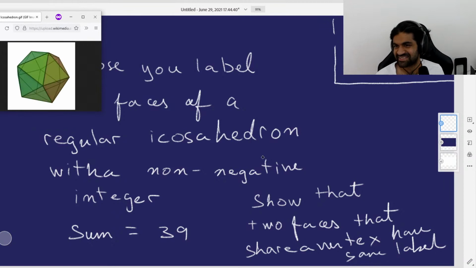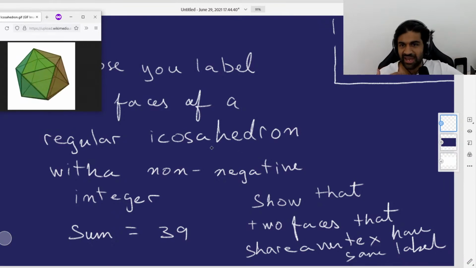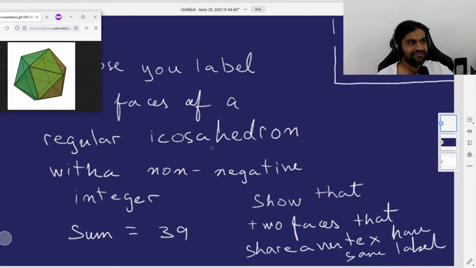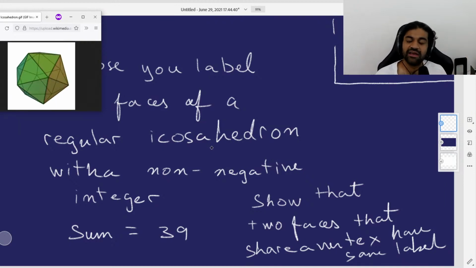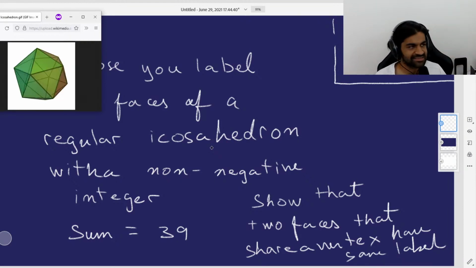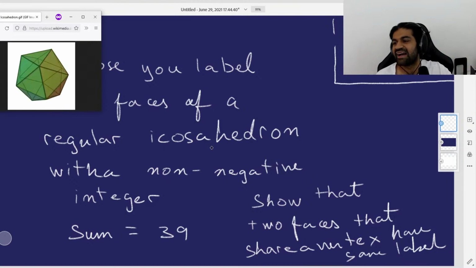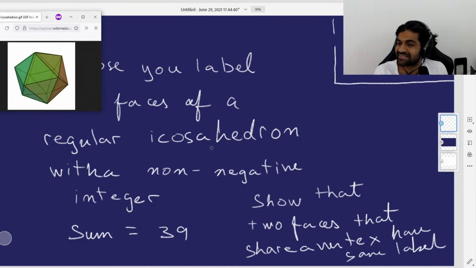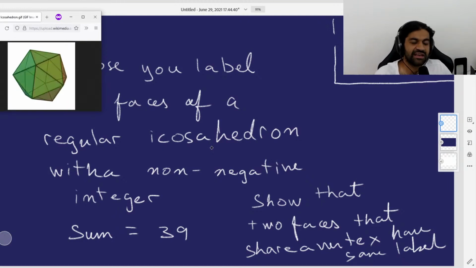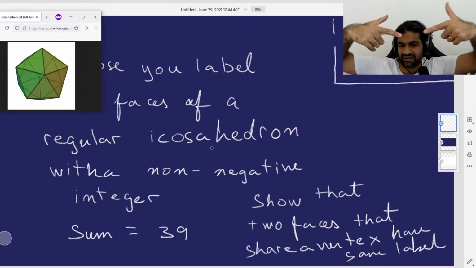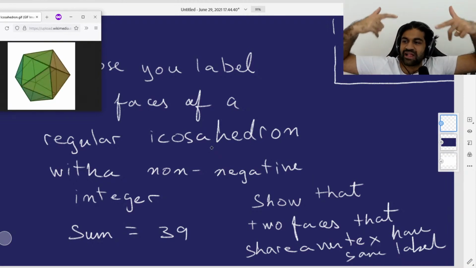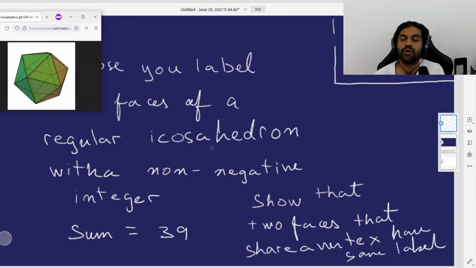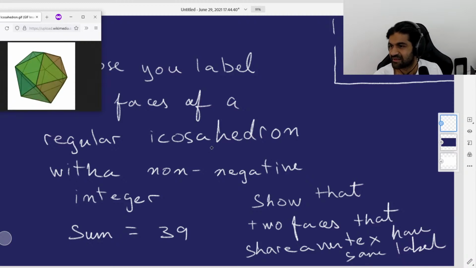Hopefully this is reasonable. So, this shape has 20 faces and 12 vertices. There's the icosahedron. Notice that every vertex neighbors 5 faces, okay? And of course, every face has 3 vertices. So now you want to show that 2 faces that share a vertex, like 2 faces that are touching each other via at least one vertex, will have to have the same label. Why would this be the case?